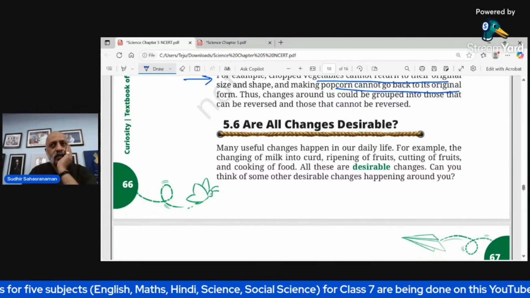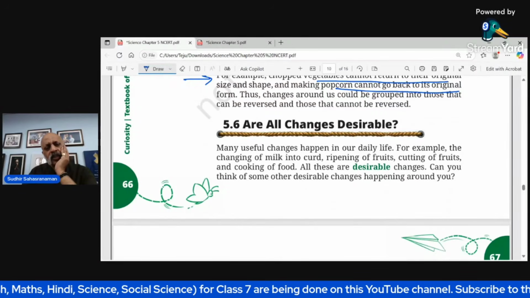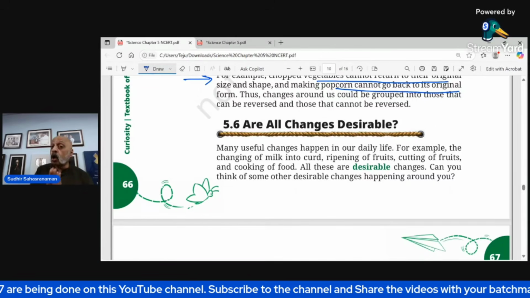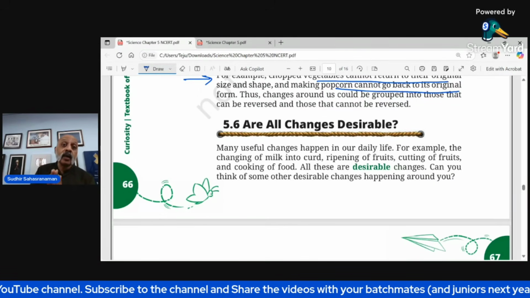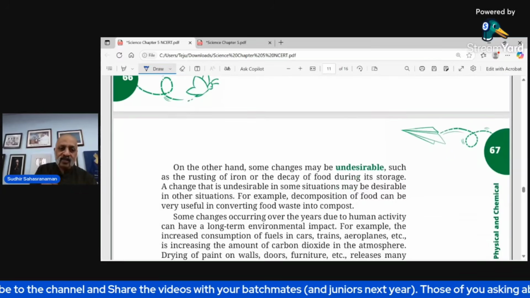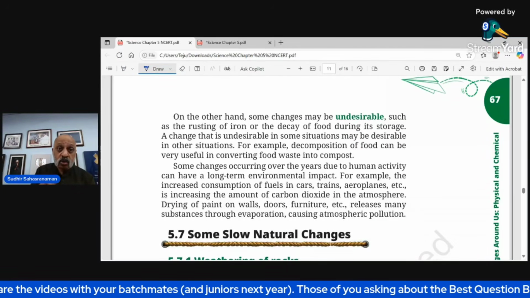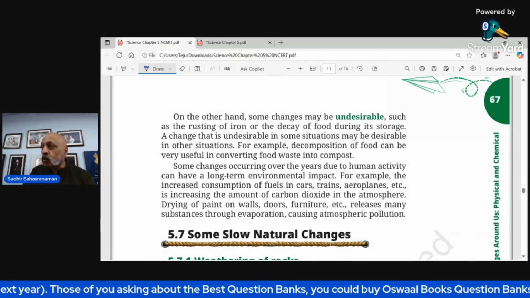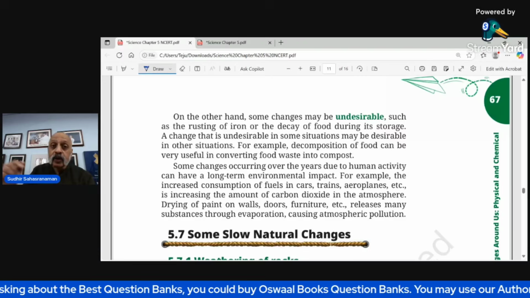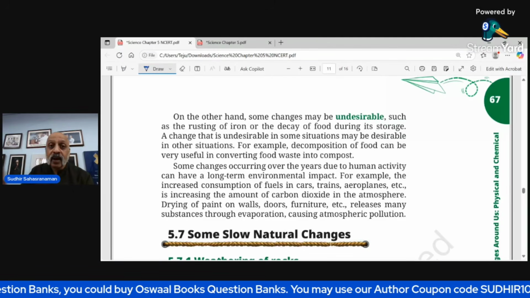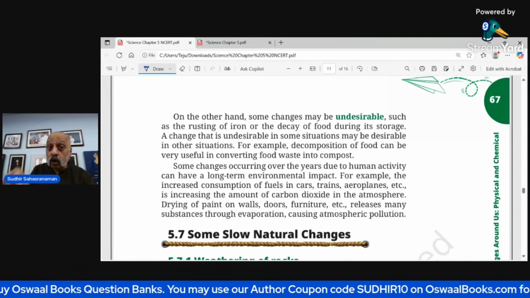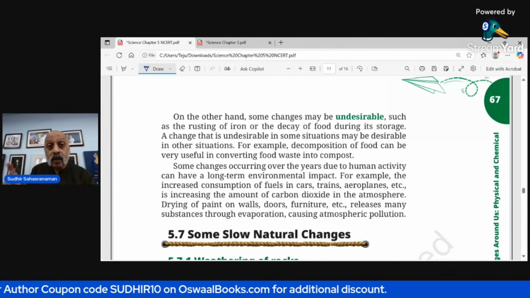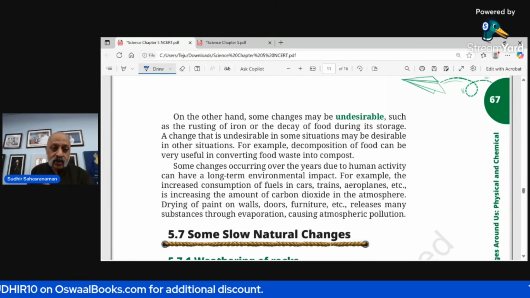Are all changes desirable? We talk about various changes, but are all changes desirable? Not really. There are many changes which are not good, which are actually harmful to the environment around us. For example, the rusting of iron is not good, because then that iron piece you may not be able to use. Similarly, if you keep the food outside in the heat in the summer months, forget to put it inside the refrigerator, you will find that by evening that food has got spoiled, it has got rotten, it is not fit for consumption, you cannot eat it, it will give a very bad smell. So certain changes are certainly not desirable.